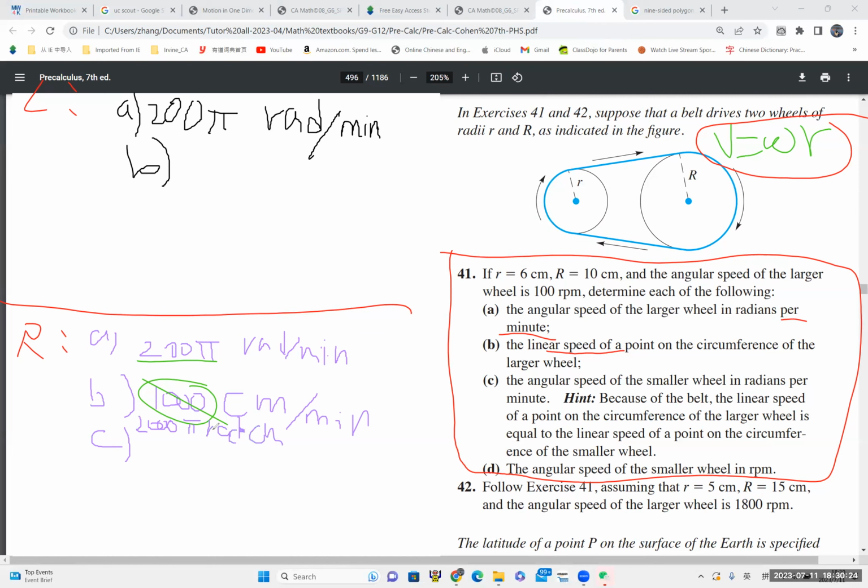Okay, 200 pi. Is it 200 or 2000? It's 2000. 2000 pi. The unit is centimeter per minute, right? Okay, then keep going, part C.